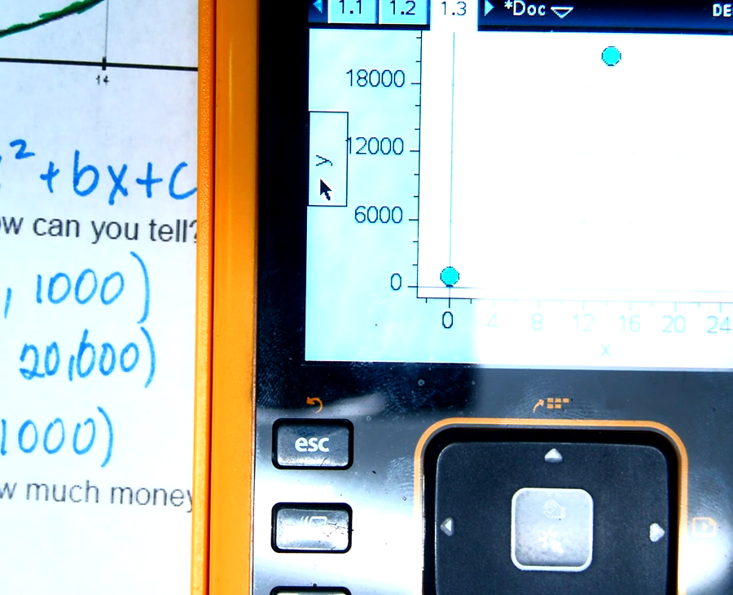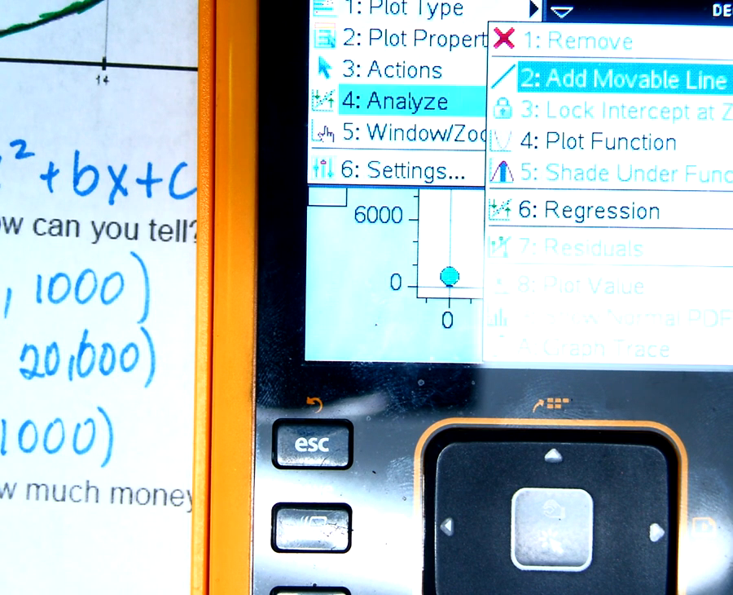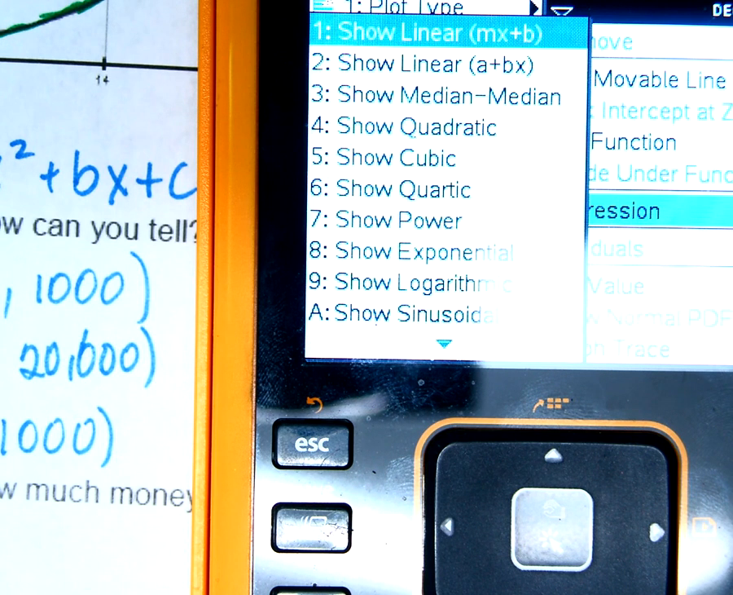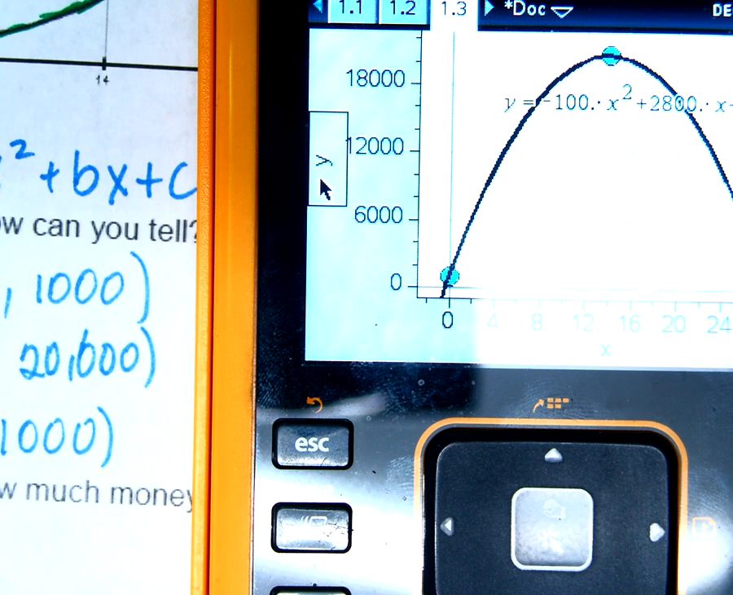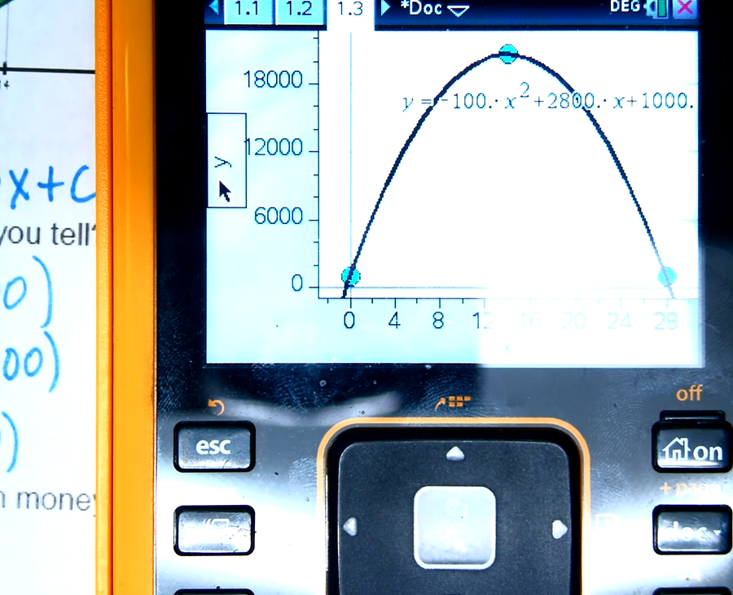And now I need to do menu, analyze. What am I choosing? Regression. What type of regression am I choosing? Definitely quadratic, that's what we know we're trying to find. Boom, there's the equation. Isn't that the one I just got with the matrix? Your choice the way you do it, unless the directions say to do it specifically one way or the other. Any questions so far?